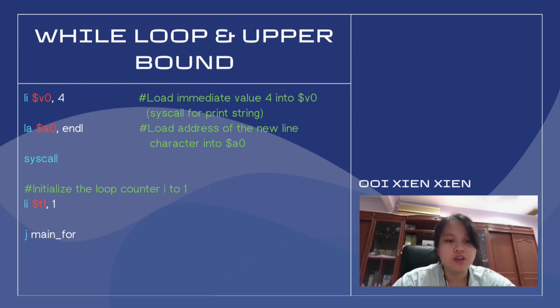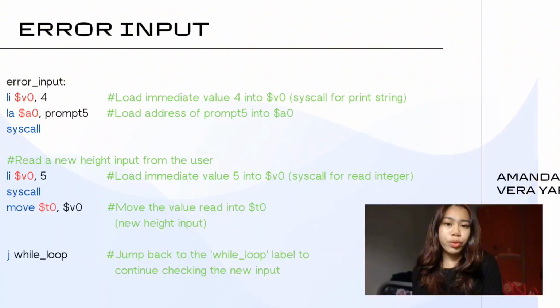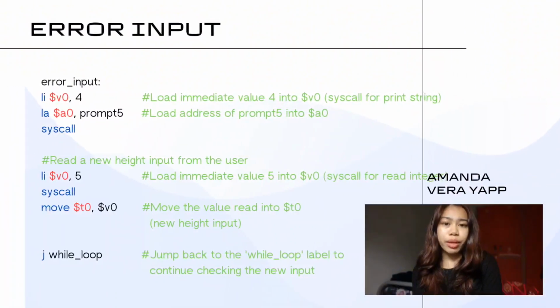When we need to do the loop, we need to initialize the I into a number. So we initialize the I into 1. We use LI register T1 and comma 1. And then after that, we directly jump to main 4. Hi, I'm Amanda, and I will be presenting about error input and main 4.